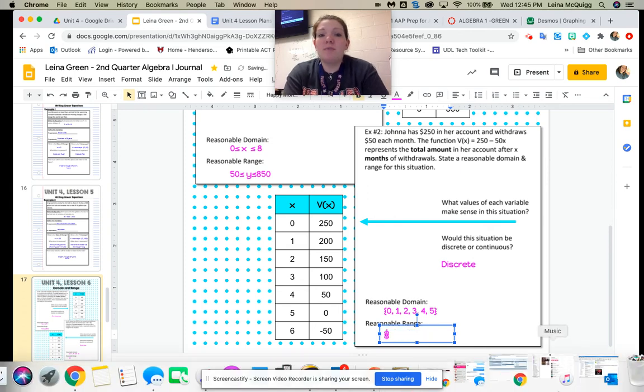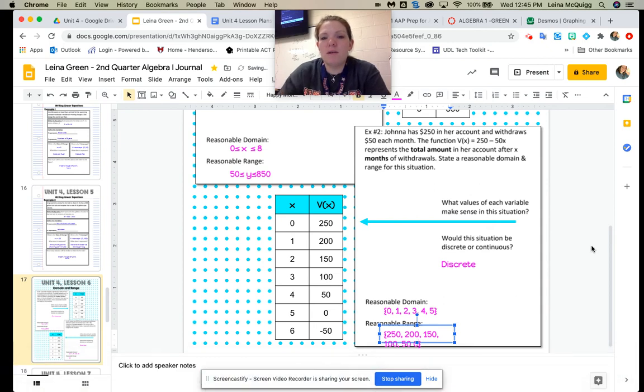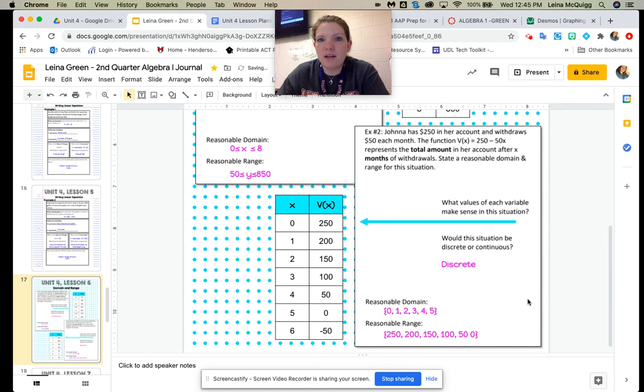So then my reasonable range are my y values. So she starts with $250, that's reasonable. Then she could have $200, she could have $150, she could have $100, she could have $50, or she could have $0. Did she have that negative 50? No, the bank's not going to let her spend $50 that she doesn't have, so it's not reasonable.